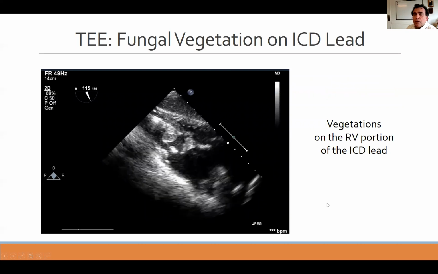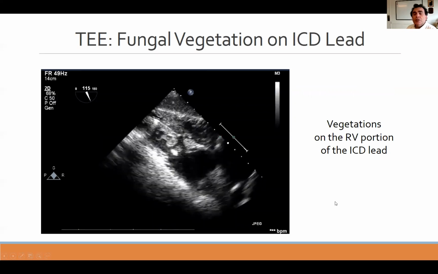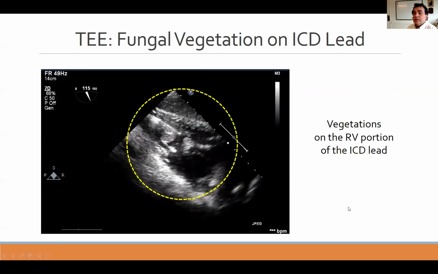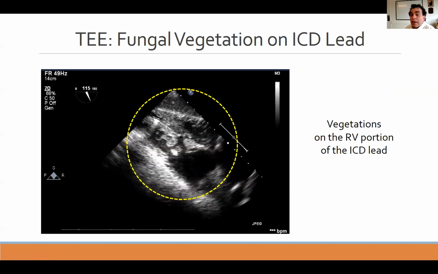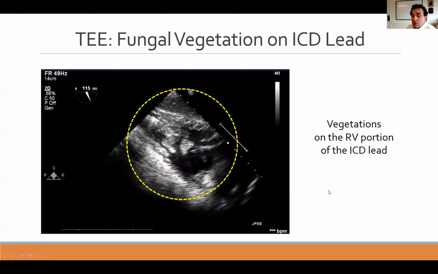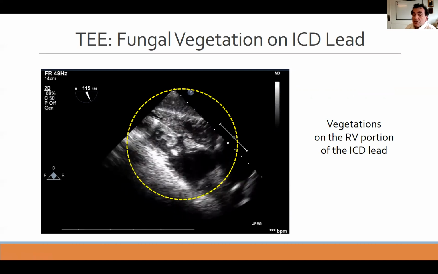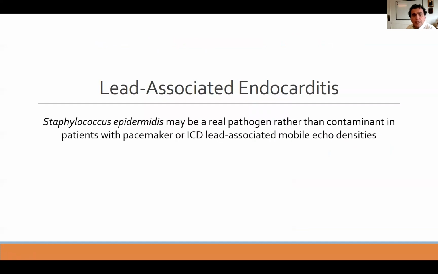So this is a transthoracic echocardiogram, modified right ventricular inflow view. Right ventricle is on the top, right atrium on the bottom, and you see there is an ICD lead inside the right ventricle with large mobile echo densities associated with the ICD lead, in this patient with fungemia. So these are fungal vegetations associated with the ICD lead. And then lead-associated endocarditis: it's important to emphasize that Staphylococcus epidermidis may be a real pathogen rather than a contaminant in patients with pacemaker or ICD lead associated mobile echo densities.